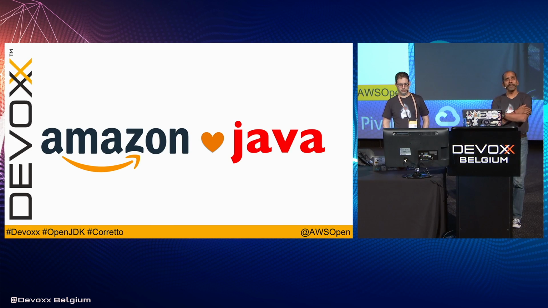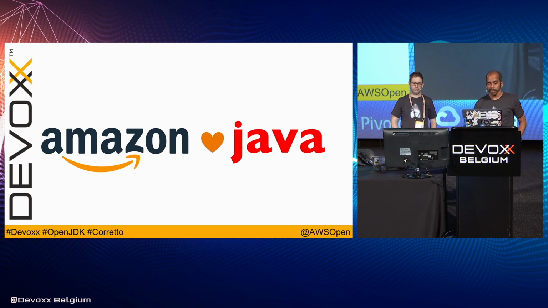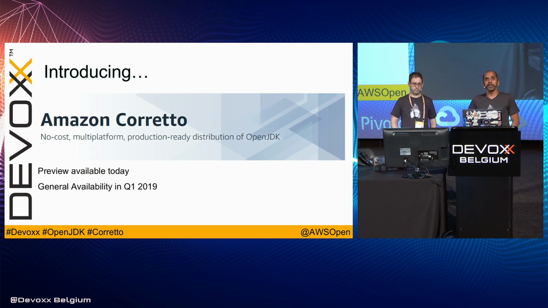As James mentioned, this is our closest impersonation of James, actually. So Amazon loves Java. We are a big Java shop. We've been running thousands of production services on Java. Java is critical for our internal services and to our customers as well. So one of the reasons we did this is we built Amazon Corretto.